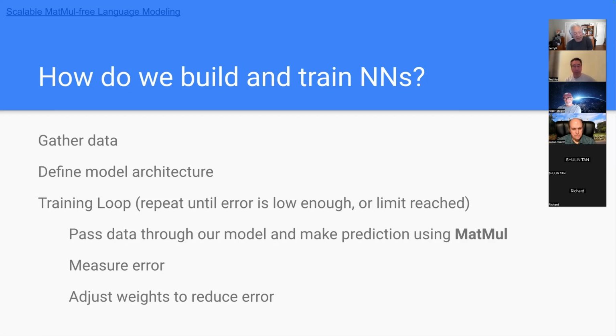Anyway, we have a training loop that we go through. We pass data through our model, and then we make predictions. And this is where the MatMul really comes into use. Then we measure the error, adjust the weights to reduce error, and loop again, right? We all know how this goes. This is just how our lives are in machine learning and training.